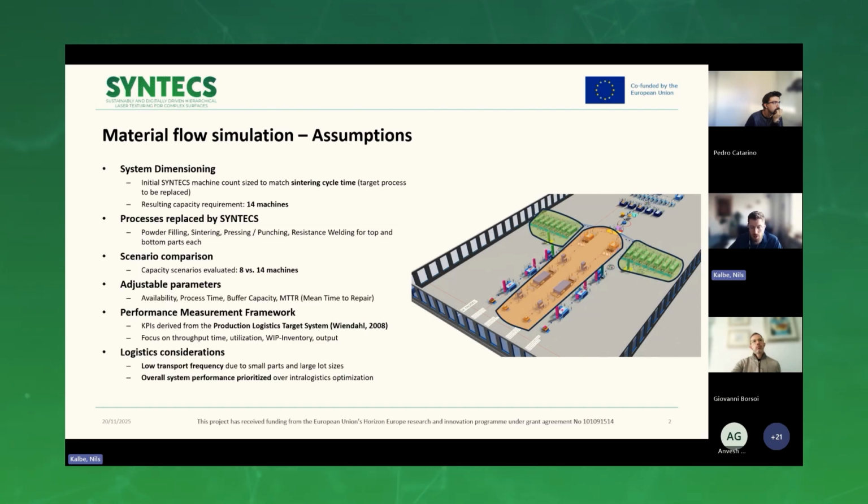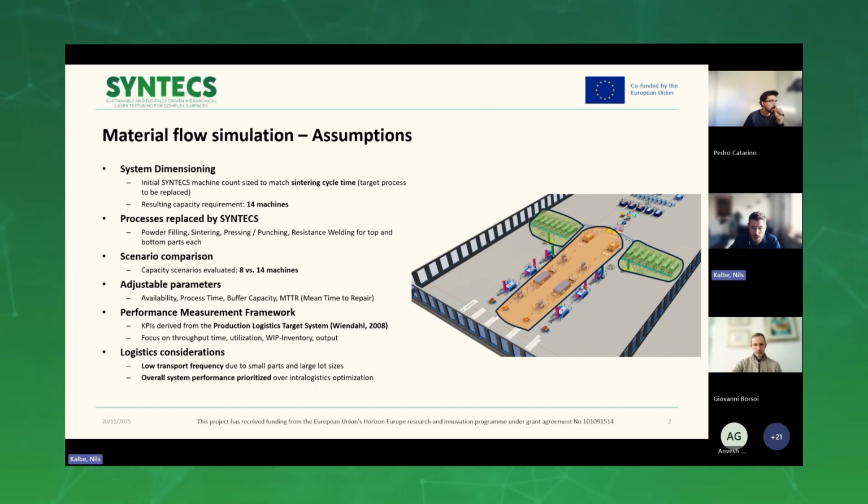The processes that should be replaced by SYNTECS are, beside the sintering, the powder filling, pressing, punching, and the resistance welding. So we have about 8 machines which were replaced by the 14 SYNTECS machines. Then you need to look at what parameters are relevant, what parameters we can change in a production system, and therefore we focused on the availability of the machine, the process time, the buffer capacity, and the mean time to repair if you have a failure.